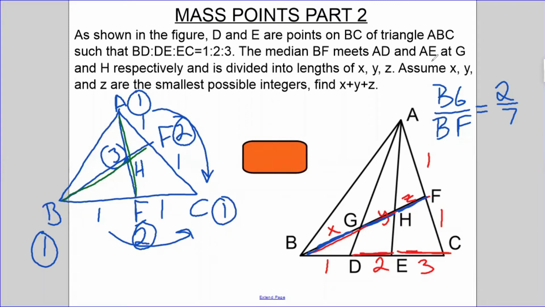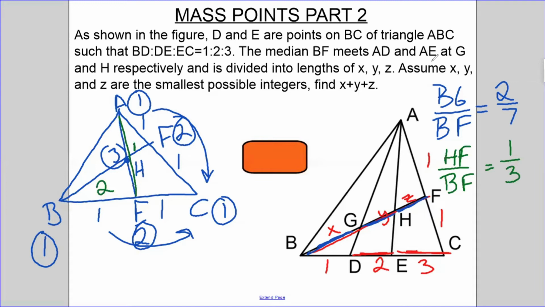So now looking at BF, we realize that HF would have a ratio of 1 to 2, right? And some of you may also realize that we're kind of dealing with H being a centroid as well, right, in this diagram. So if we know that HF to BH would be a 1 to 2 ratio, then that means that HF to all of BF would be a 1 to 3 ratio.